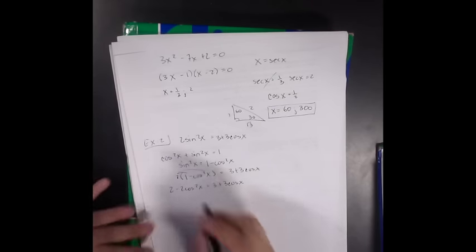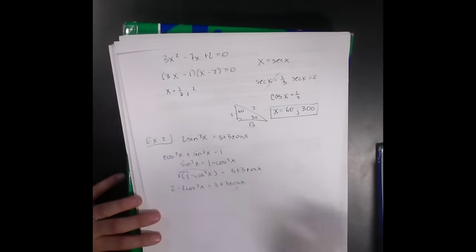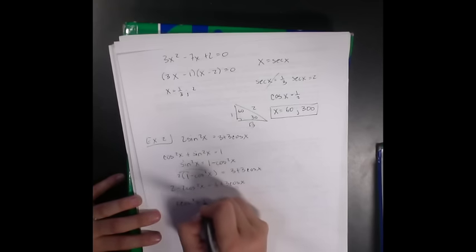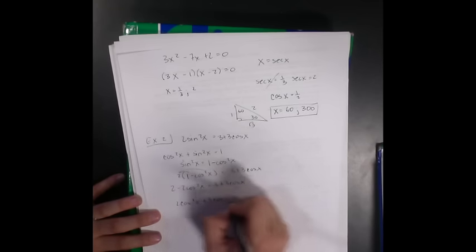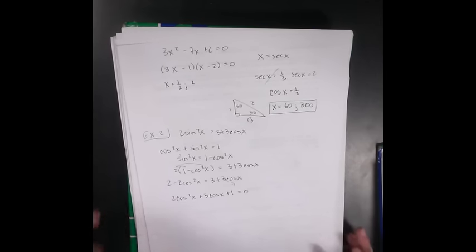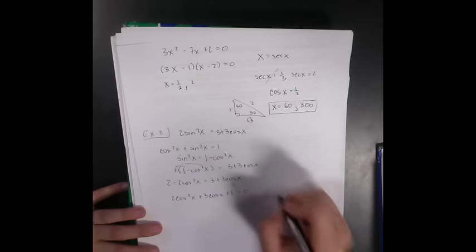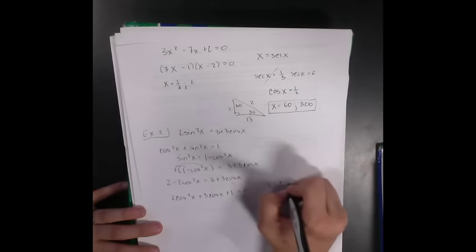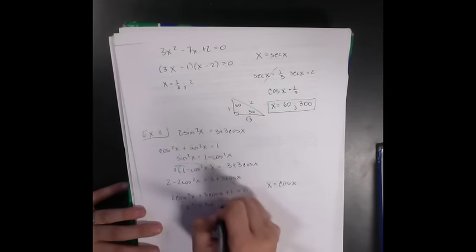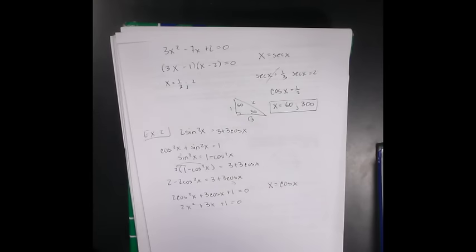I'm going to get everything on the same side. I'm actually going to move it over to this right side over here. So I will get 2 cosine squared of x plus 3 cosine of x plus 1 equals 0. Okay? And I can factor this. I'm going to let x equal the cosine of x. So I have 2x squared plus 3x plus 1 equals 0.